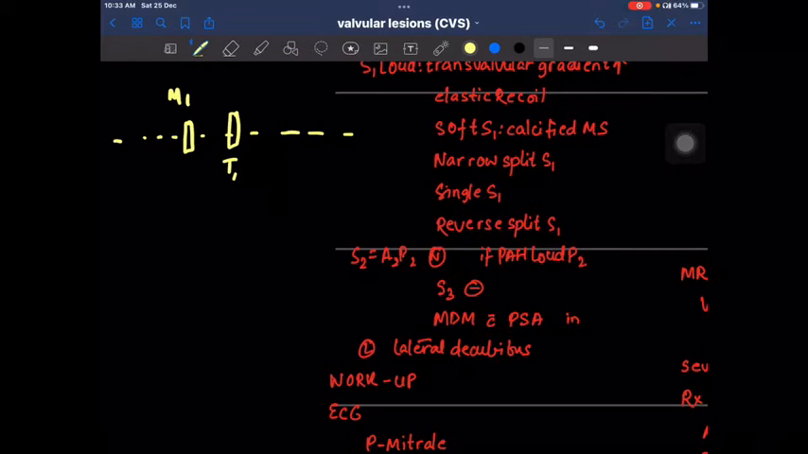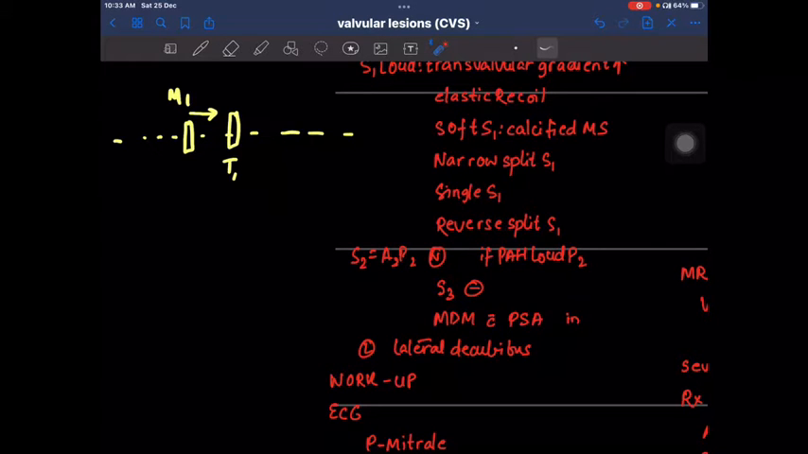But now, because of the stenosed valve, the same amount of blood will take more time to cross this valve. So this will start moving towards T1, and that's why we say there will be narrowing of the split. At some point, the M1 will coincide with T1. So that's when we will hear a single S1. And sometimes, even when the disease becomes more and more severe, you will find that the M1 shoots beyond T1. So then we'll hear a reverse split of S1, where we will hear T1 first and M1 later.